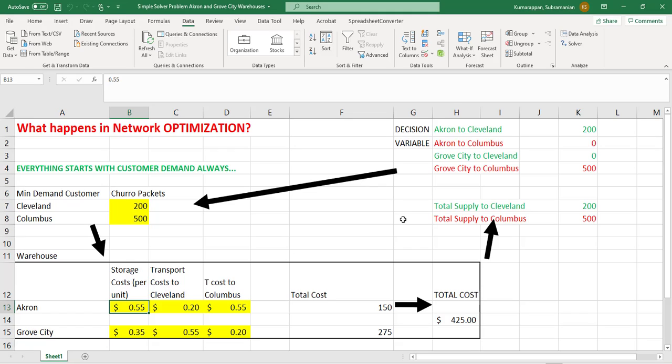So this is the bare bones version of what is happening under network optimization in any logistics software. Now the same thing happens at a much larger scale for 5 different distribution centers and 500 different customers all across the country or all across the world. So that is how this thing works, okay?